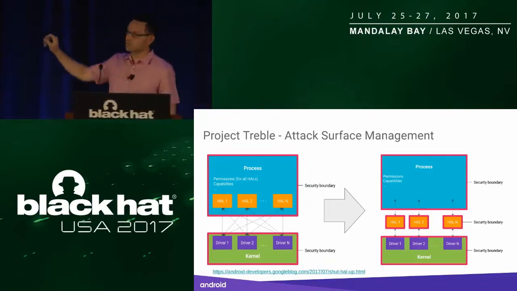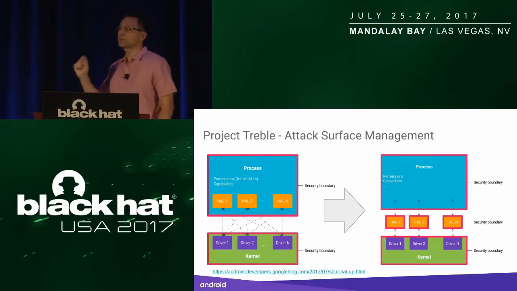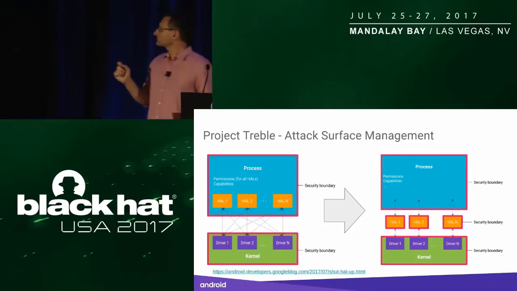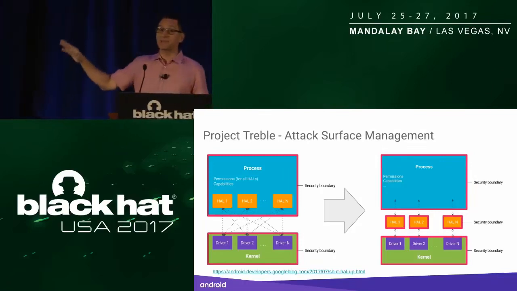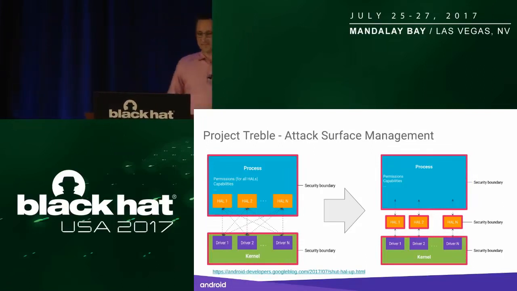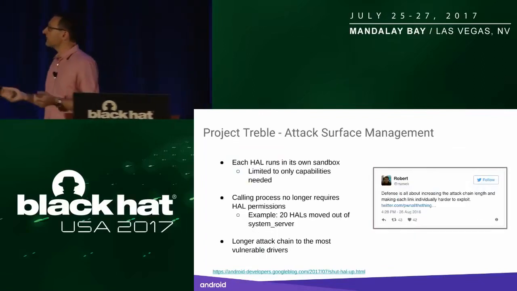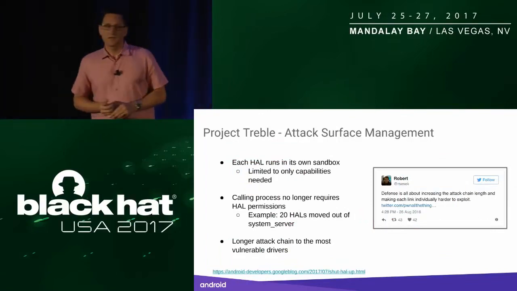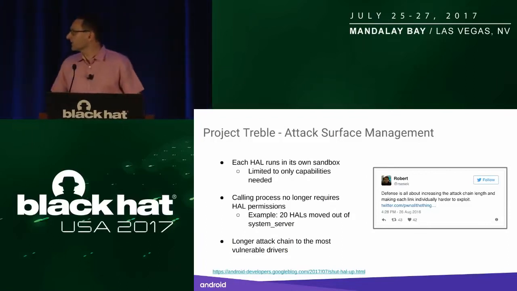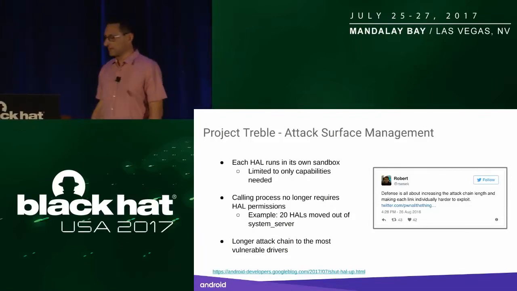So now we have the one process, and it makes IPC calls to these different HALs. Each one of these HALs is separately constrained. We have architectural separation, architectural decomposition, and minimally constrained, and we have strong IPC mechanisms that we can control. And then only those components can directly talk to the kernel interfaces. So each HAL runs in its own sandbox. It's limited to the capabilities that it needs. The calling processes no longer require those capabilities. And it actually forces the attacker to perform a longer chain to get to the vulnerable kernel components.